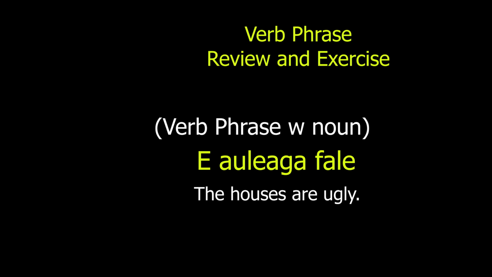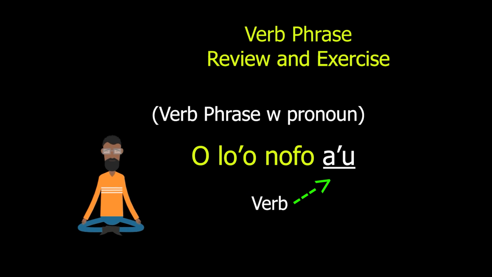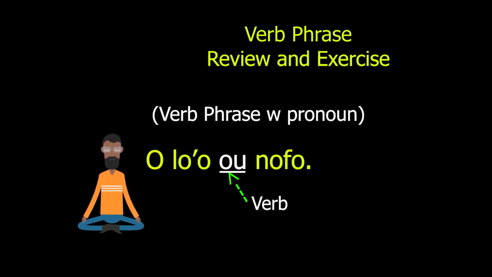And put the noun or the pronoun after the verb or main idea. Hopefully you know by now that each pronoun has a preverb way to say a pronoun and a postverb way to say it. We know the postverb way already because it's the same way that we say it in the noun phrase. So let's try the preverb way. Instead of olo'o nofoa'u, let's move the pronoun a'u before the verb nofo, olo'o nofo.